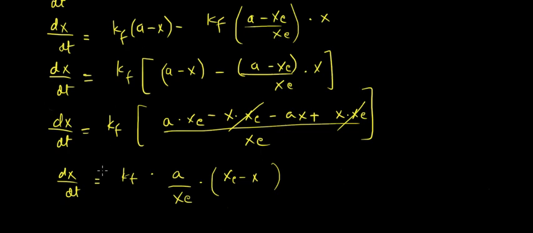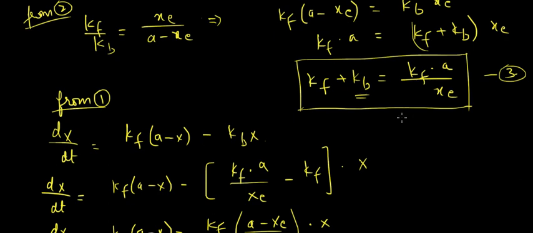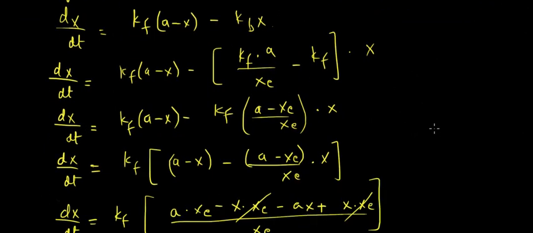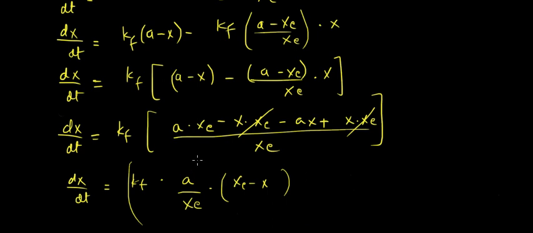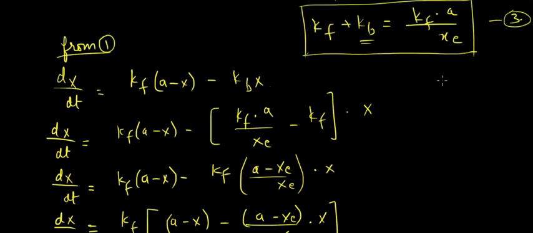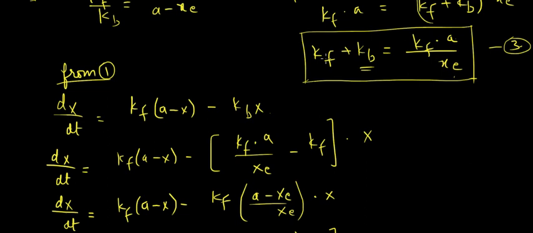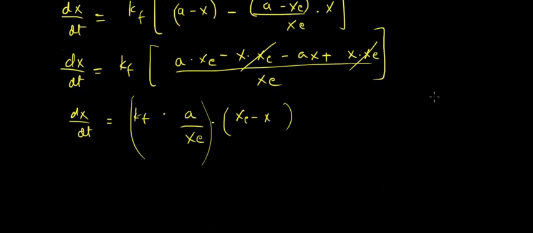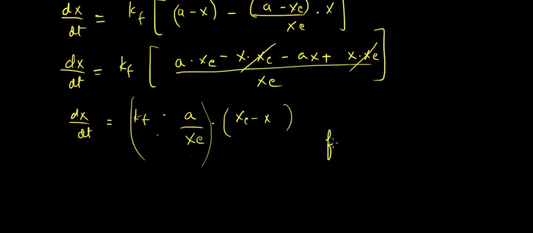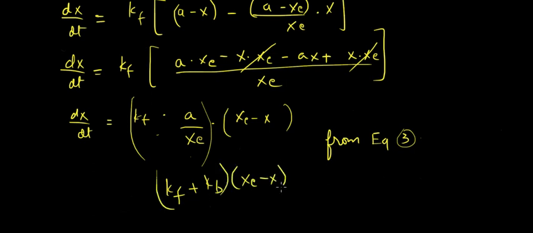So now what we can see is from equation 3 was kf a upon xe, we are also getting this term kf a upon xe here. So kf a upon xe can be written as kf plus kb. So from equation 3 we can put the value of kf a upon xe as kf plus kb, times xe minus x would be equal to dx by dt.